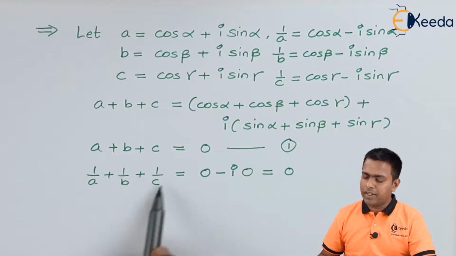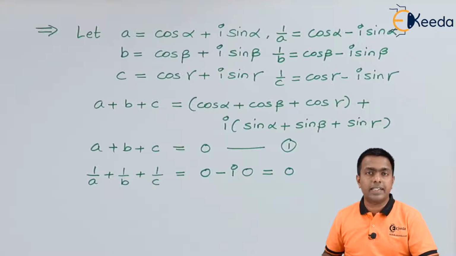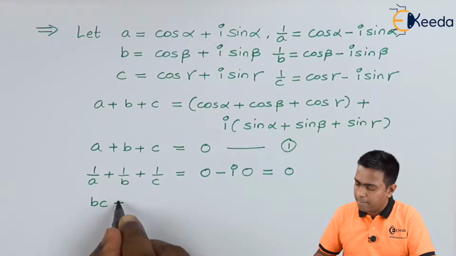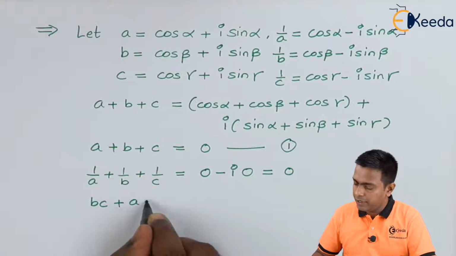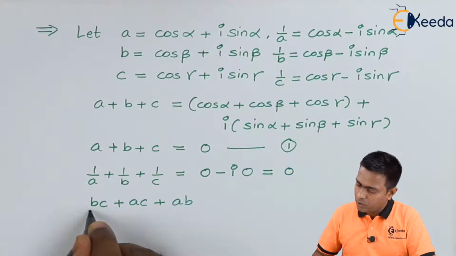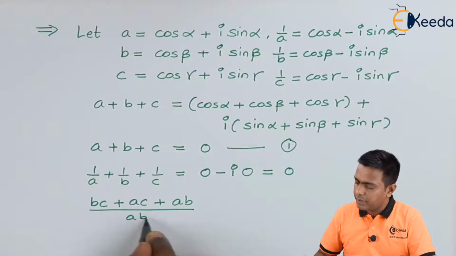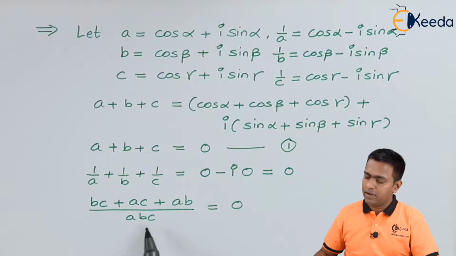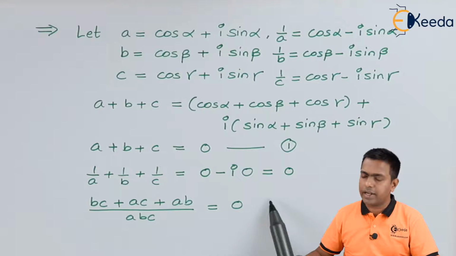Now we'll simplify this left hand side by taking the LCM. So here we'll get B into C plus A into C plus A into B whole upon ABC equal to 0. And then we'll shift this ABC to the RHS.